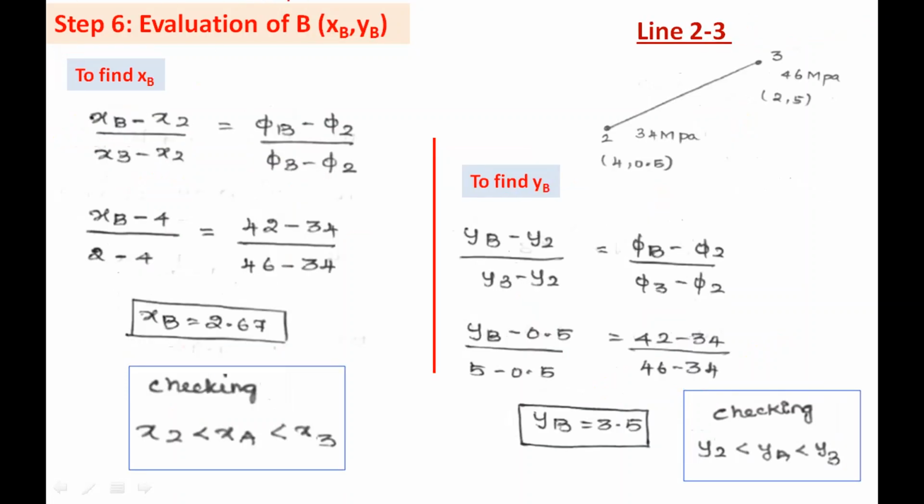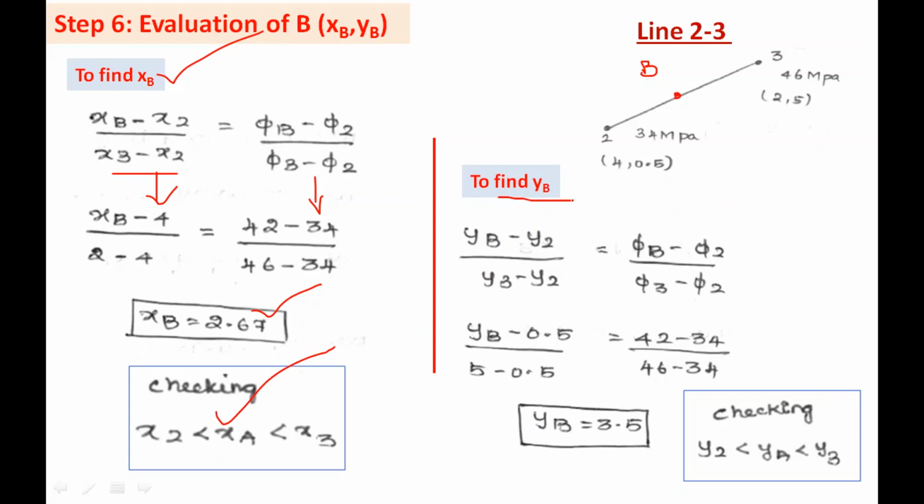Now, evaluation of the point B, XB, YB. B point is lying on this line 2 3. So this is B. When you find the coordinate XB, we are writing XB minus x2 divided by x3 minus x2. Then phi B minus phi 2 divided by phi 3 minus phi 2. Substitute the coordinates value and the nodal parameter value. We will get XB equal to 2.67, which is in between 4 and 2. So that is also correct.